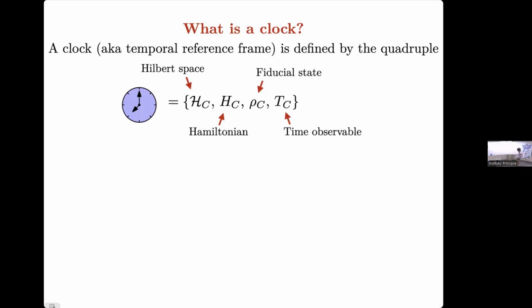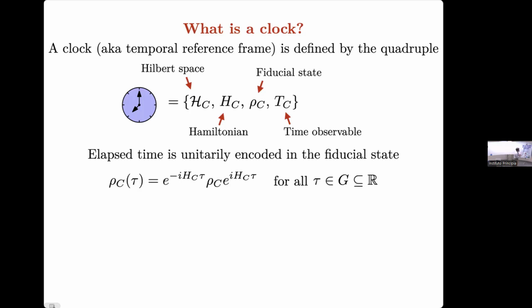And what do we expect of a clock, right? Well, if we consider the initial state of our clock to be rho c, then it just evolves forward in time under the evolution generated by the Hamiltonian, so that at some later time, we get rho c of tau. And this tau is a parameter. It's going to be in some set that's ultimately going to be a group.